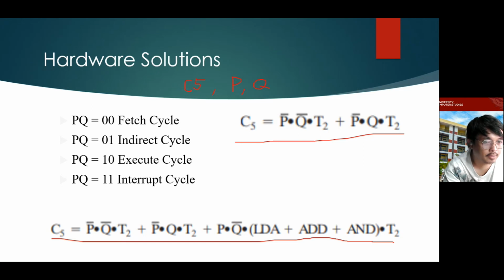The task of implementing a combinational circuit that satisfies all these equations becomes extremely difficult. And the result is that a far simpler approach, known as micro programming, is used for the task. And that is the end of chapter 7.